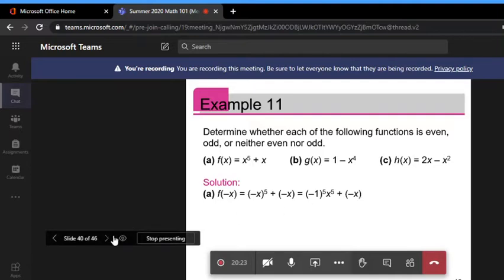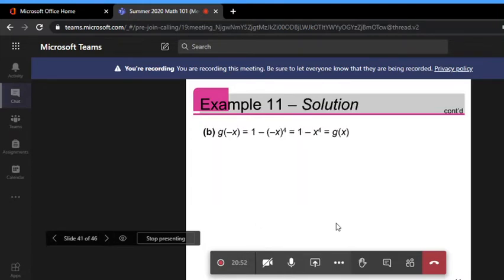Of course, this is negative x to the 5, negative x, and you factor out the negative. And what do you see? You got that this is negative f of x. So this shows that this is an odd function, because an odd function has that property, f of negative x is equal to negative f of x. Because of that, it's an odd function.